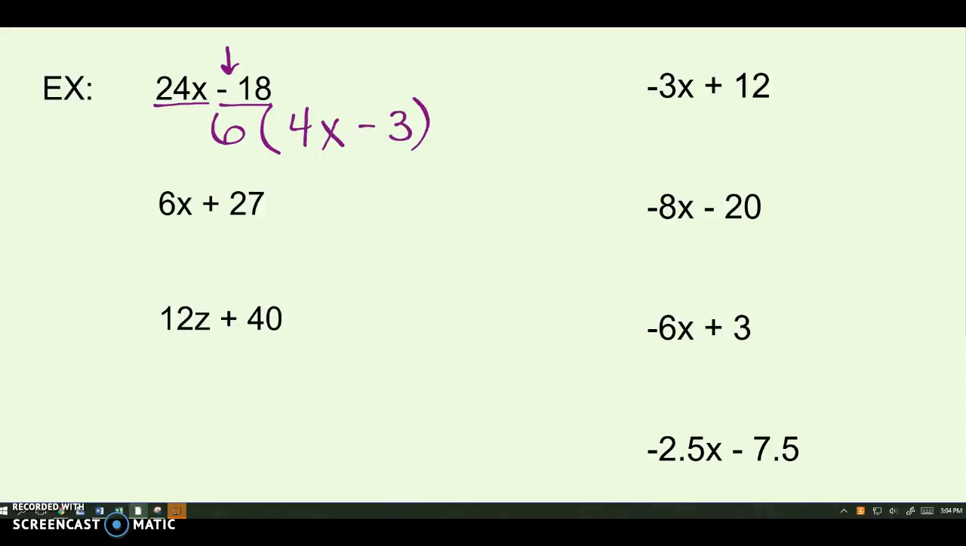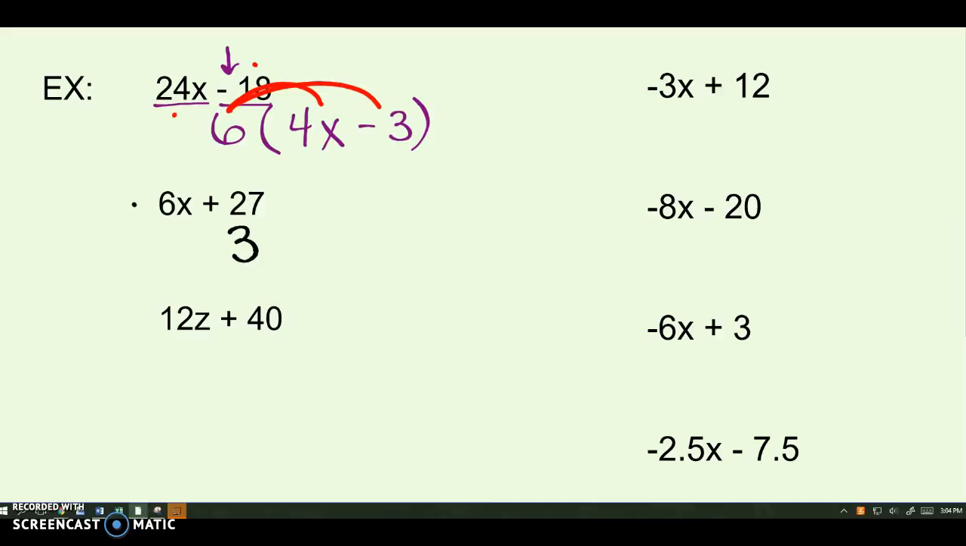Now, factoring is kind of like the opposite or the reverse of using distributive property. If I want to check my answer, I would multiply this back together. 6 times 4x is 24x, and 6 times negative 3 is negative 18. So I can always check my work and make sure it's correct. Okay, how about the next one? Well, what's the biggest thing that goes into 6 and 27? That would be 3, right?